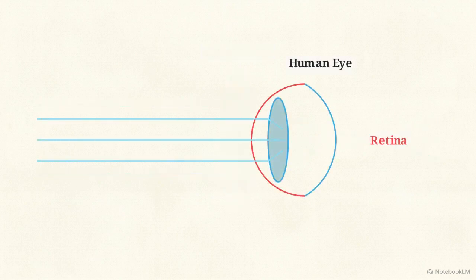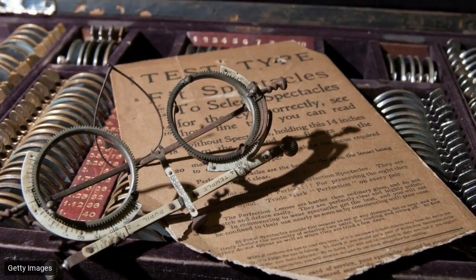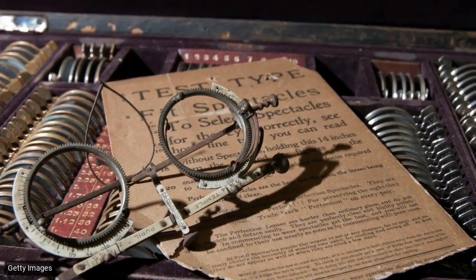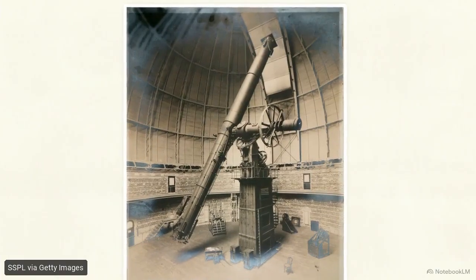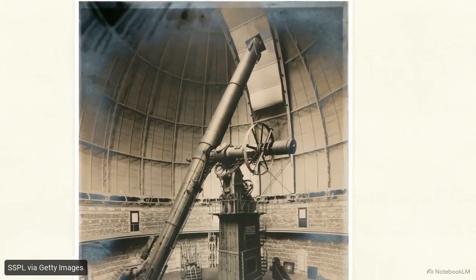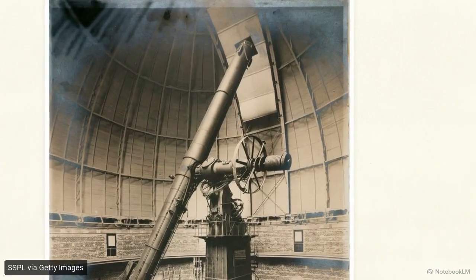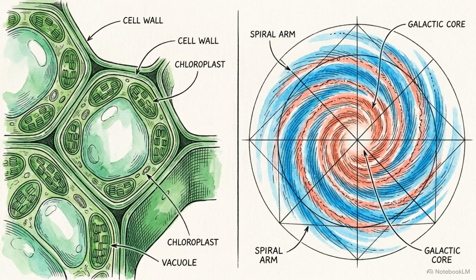This controlled convergence can correct for biological flaws in the human eye. By placing a specific curve in front of a blurry eye, we can ensure light lands exactly on the retina. This kit contains dozens of test lenses used to find the specific curvature needed to compensate for a patient's vision. Scaling up this curvature allows us to capture incredibly faint light from the cosmos. This massive refracting telescope uses lenses to focus distant starlight. By controlling these curves, we've extended our sight from the level of the cell to the edge of the galaxy.